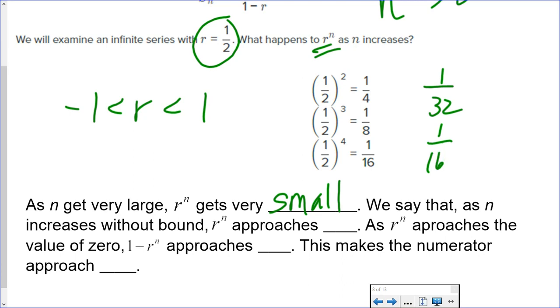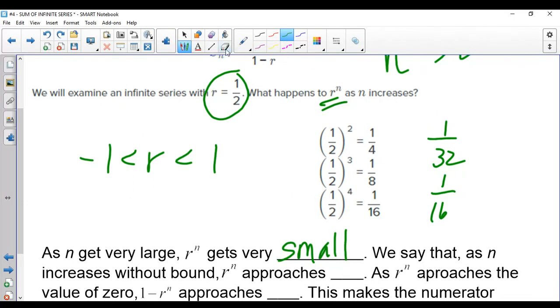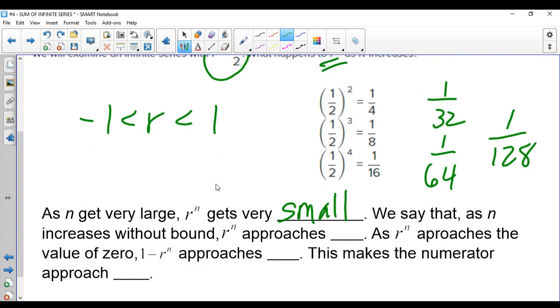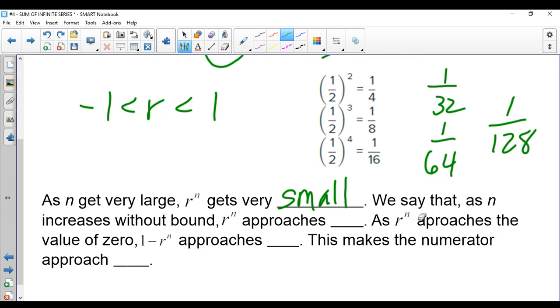I didn't write that correctly. Then 1/64th, then 1/128, and going and going and going. So therefore, it's getting very small. So therefore, we say that as n increases without bound, a bound is just, okay, stop here, but it has no bound. So n is going to keep getting bigger and bigger. So r to the power of n is going to approach 0.